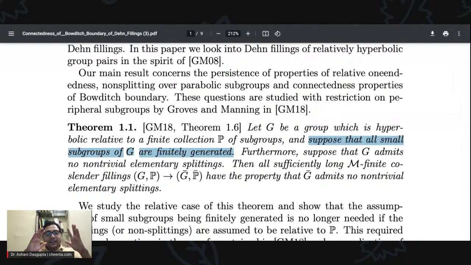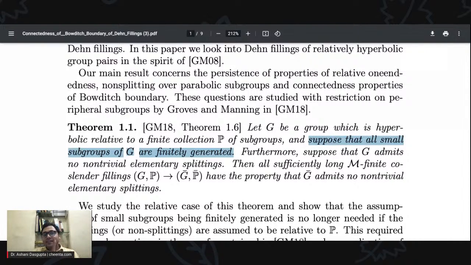Again, the big picture idea is absolutely simple. You start with a group pair, that is, a group and a collection of subgroups. Then you do a Dehn filling, that is, you quotient out the collection of subgroups by certain normal subgroups of those subgroups. So you get a quotient group of the original group, and you want to know: if the original group cannot be factorized, is it true that the filled in group also cannot be factorized?